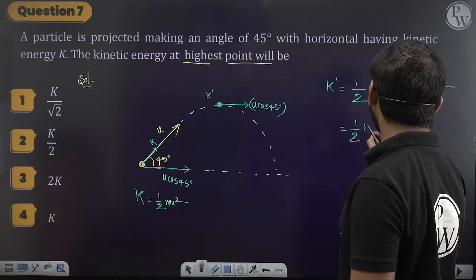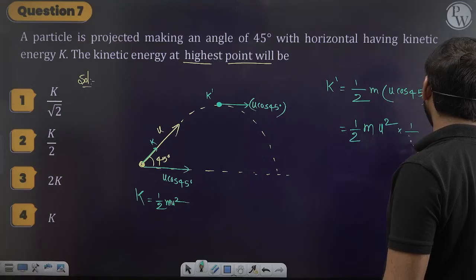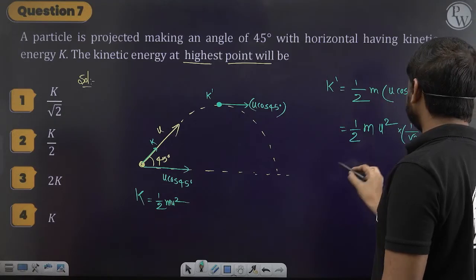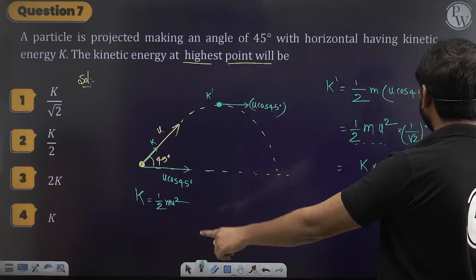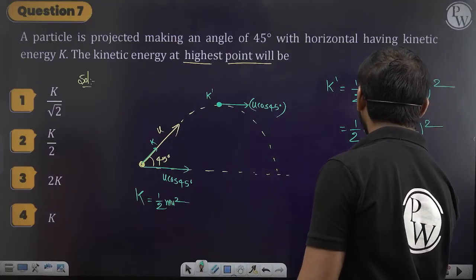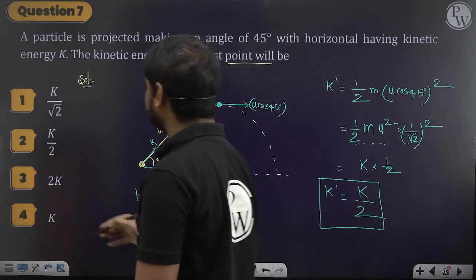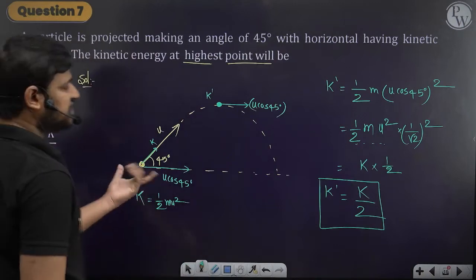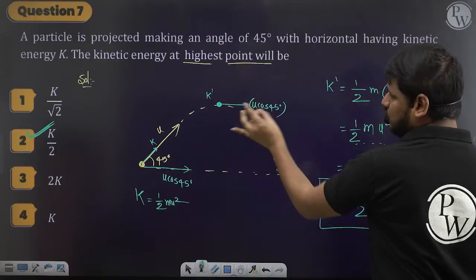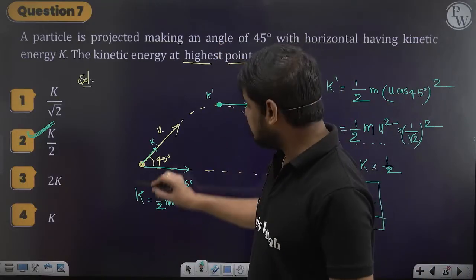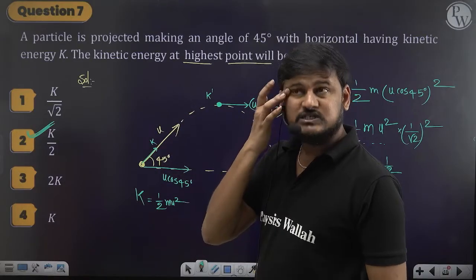We have seen that u square, and here cos 45 whole square means 1 by root 2 whole square we can write, right? So in place of half mu square, I write k into 1 by root 2 whole square, which is 1 by 2, so it is k by 2. So that means k dash is k by 2. So the kinetic energy at the highest point is half of the initial kinetic energy, because the vertical component of velocity will become 0, only the horizontal component will exist. But initially there is a horizontal component as well as a vertical component. Understood, guys? Simple questions, right?